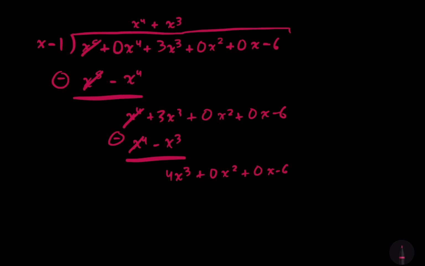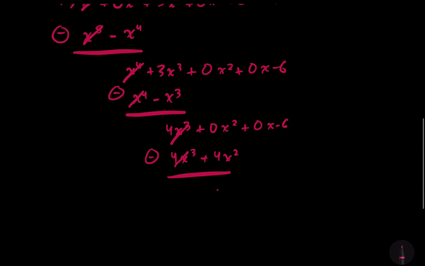Really, the longest part here is actually just the division part. And so 4x cubed divided by x minus 1, that gives us 4x squared. Again, multiply and subtract, we get 4x cubed minus 4x squared. These will cancel out, the negatives will also cancel, this will become positive, and then we get 4x squared plus 0x minus 6, and we're nearly done.